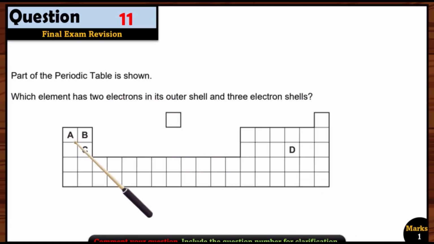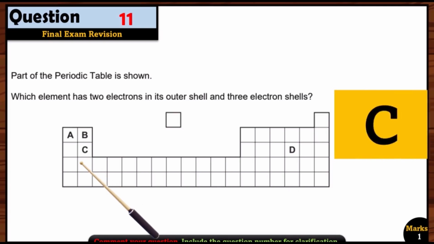Part of the periodic table is shown. Which element has 2 electrons in its outer shell and 3 electron shells? For 2 electrons in the outermost shell, it belongs to group 2. So this is group 2. So B or C can be the right option. Now let's see, it has 3 electron shells. It means it should belong to period 3. So this is period 1. This is period 2. A and B belong to period 2, and C and D belong to period 3. So C is the right answer over here.